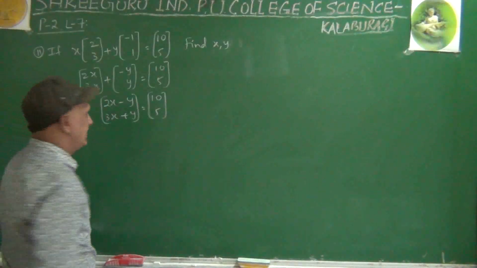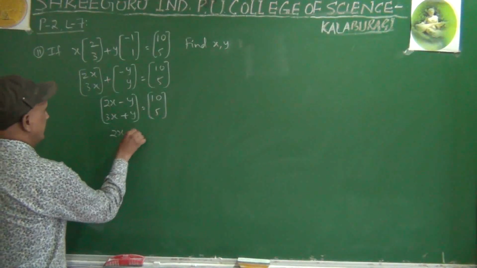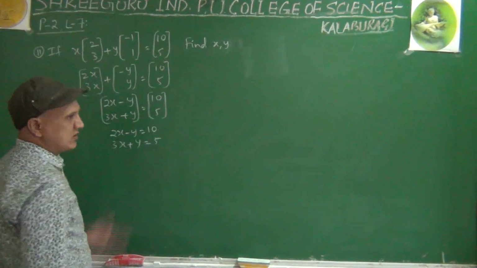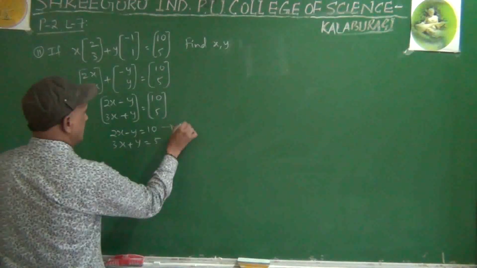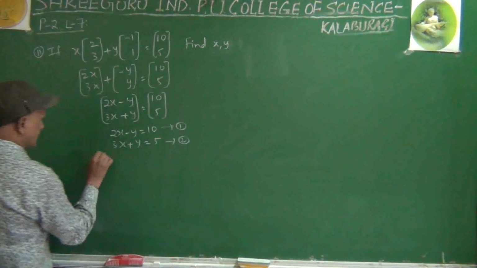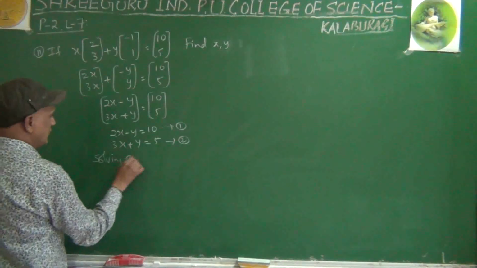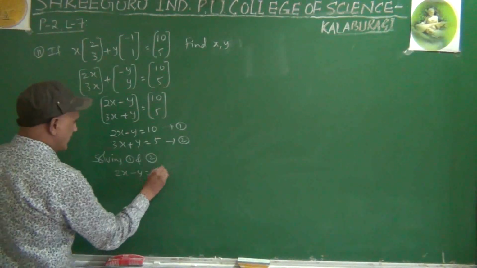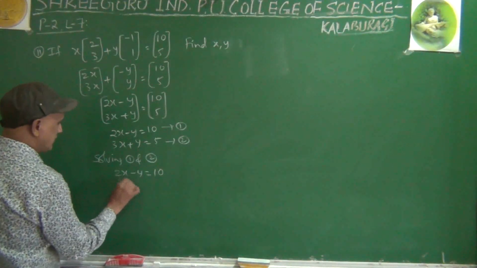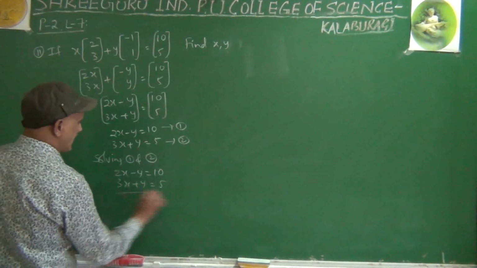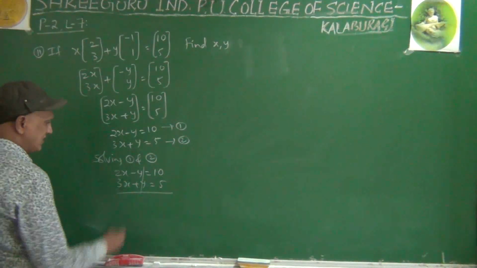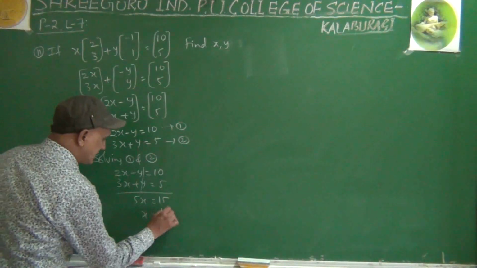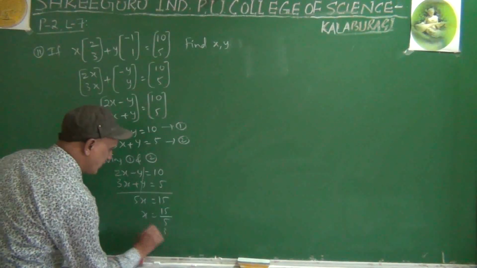Next what? Equating the matrices. Solving both the equations. Equation 1, equation 2. Solving 1 and 2. 2x minus y equal to 10. 3x plus y equals 5. Adding both the equations, 2x plus 3x, 5x, 10 plus 5, 15, x equal to 15 by 5, x equal to 3.